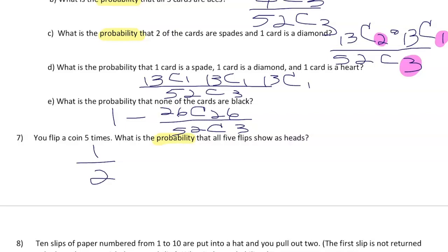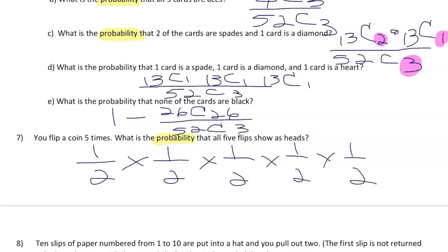You have half tails, half heads. Times 1/2, times 1/2, times 1/2. That's your 4th coin, or the 4th time, times 1/2. 2 times 2 is 4, times 2 is 8, times 2 is 16, times 2 is 32. So the chance that you're going to get 5 heads in a row is 1 out of 32. Okay, let's keep going.